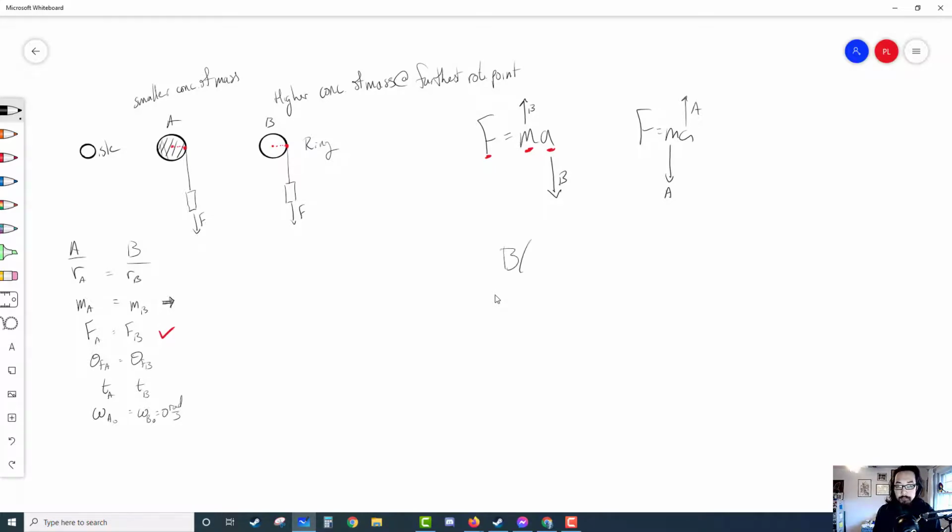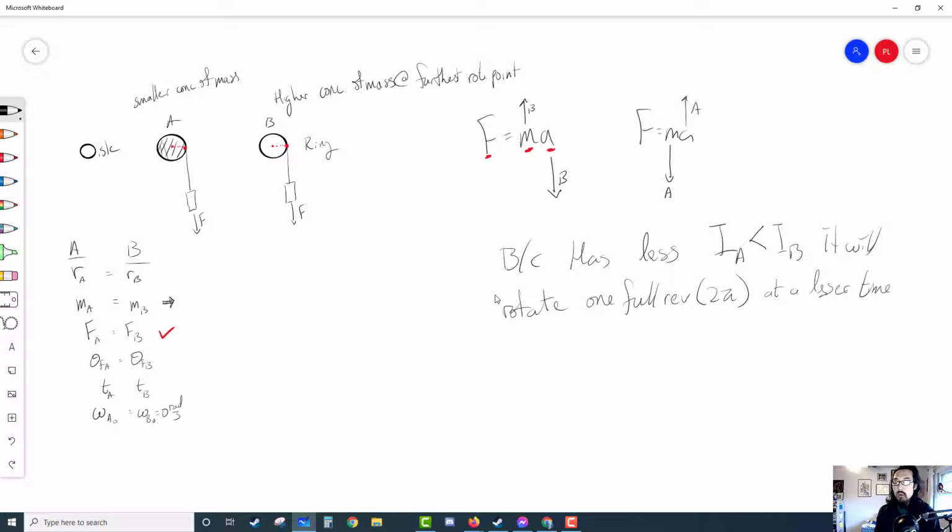Now because A has less rotational inertia, I, okay, we can say that like this. Because object A has less rotational inertia than object B, it will rotate one full revolution, aka 2 pi, in a lesser time. It'll go around quicker because it's accelerating more. It'll get faster and faster at a quicker rate. All right, so we can say that.